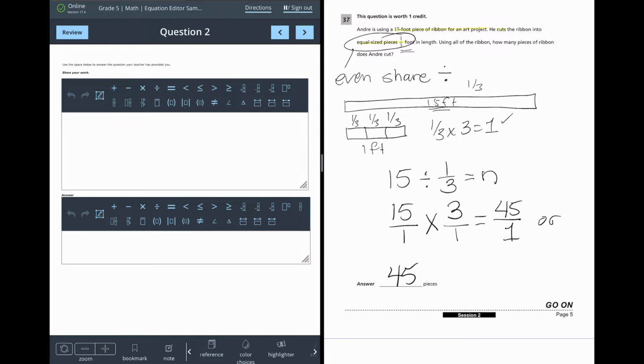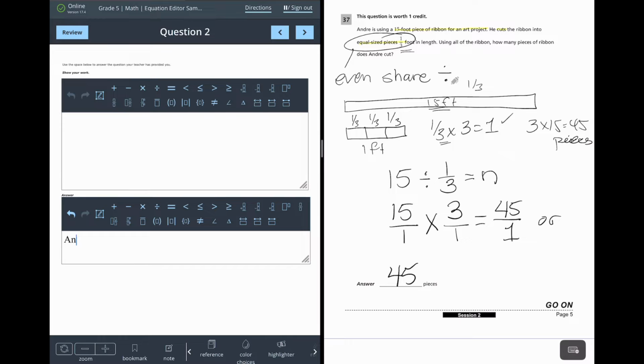Another way I could think about this is, if 1/3 times 3 gives me 1 foot, and I want 15 feet, I'm going to have to do this how many times? Each foot is going to be cut into 3 pieces. 3 times 15 gives me 45 pieces. So that can also work. Luckily, this is pretty easy. All they want is the answer, so I just have to write 45. Oh, let's write this as a full sentence. Using all the ribbon, how many pieces of ribbon does Andre cut?